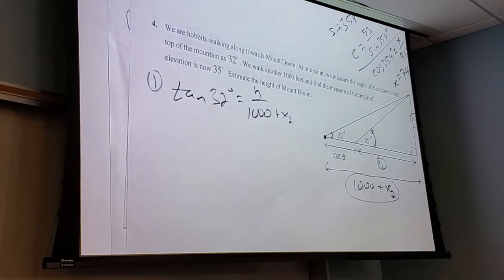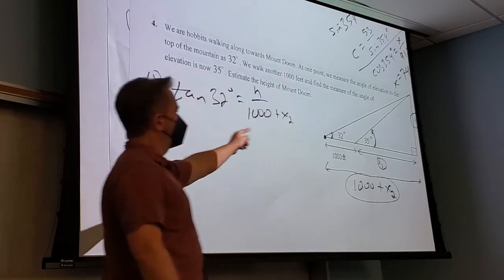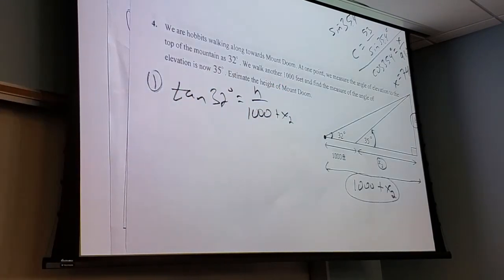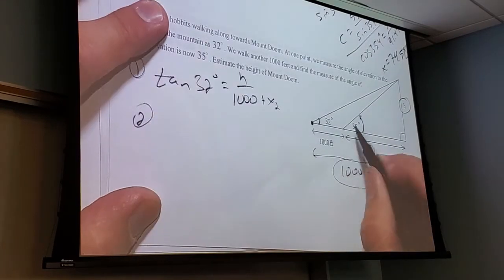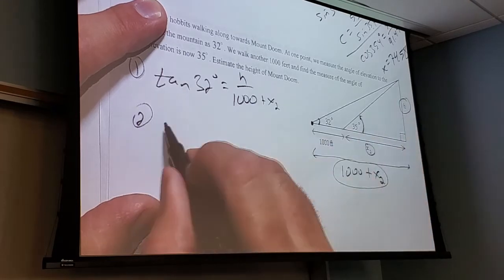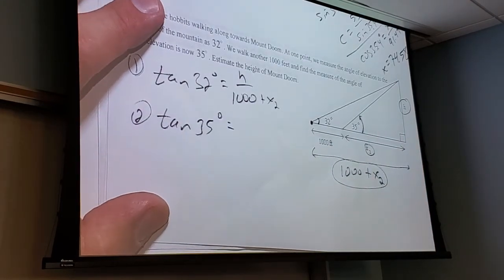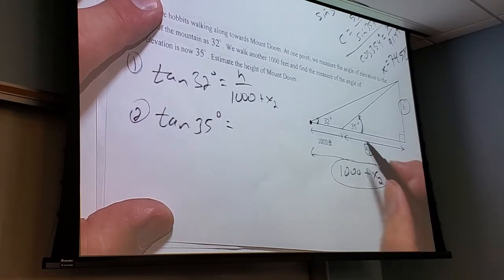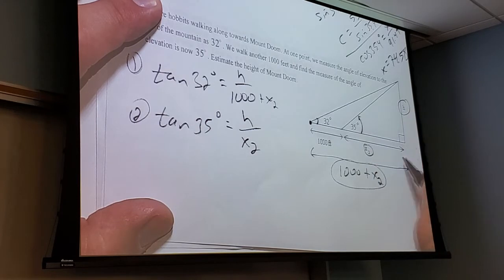Now we move closer. Right? We move closer. So now I'm talking about the smaller triangle. So again, I could use tangent, yes, for this one. Because again, I don't care about the hypotenuse. So what's tangent of 35 degrees? H over x2. I love it. Right? For this one here, the y side is h and the x side is x2.